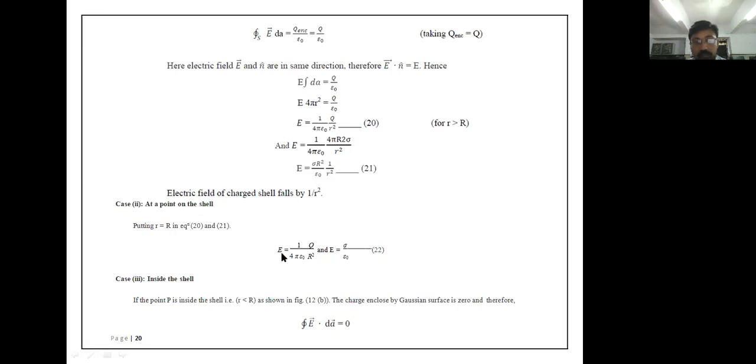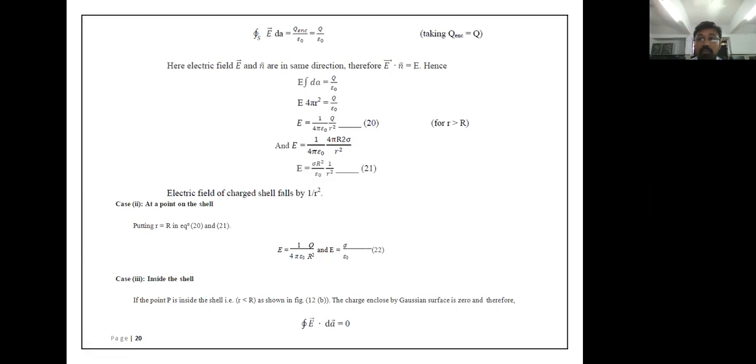So electric field E is equal to 1 upon 4 pi epsilon 0 q upon capital R square, from equation number 20, where instead of small r we now have capital R. And now in equation number 21, if we put the value of small r as capital R, then r square gets cancelled out, and the remaining term is E is equal to sigma upon epsilon 0. So this is the electric field on the surface of the sphere, and we can easily calculate it by sigma upon epsilon 0. Sigma is the surface charge density. Okay. So now the last case, inside the shell.